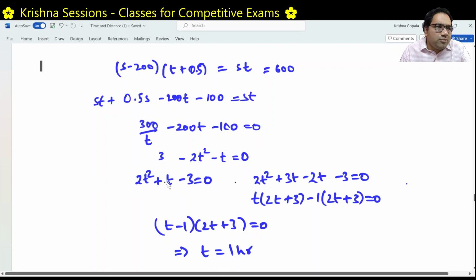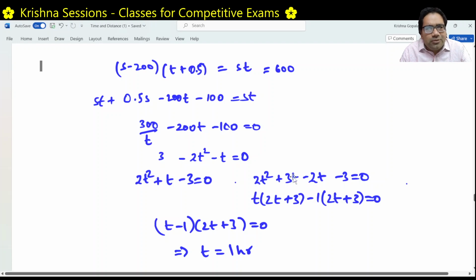This is a quadratic equation we have to solve. How will you solve? We have to write the term plus t in such a way that the sum of the two parts will be 1 and the product will be 2 into minus 3, which is minus 6. 3 minus 2 will become 1. That's what you will write: 2t square plus 3t minus 2t minus 3 is equal to 0.